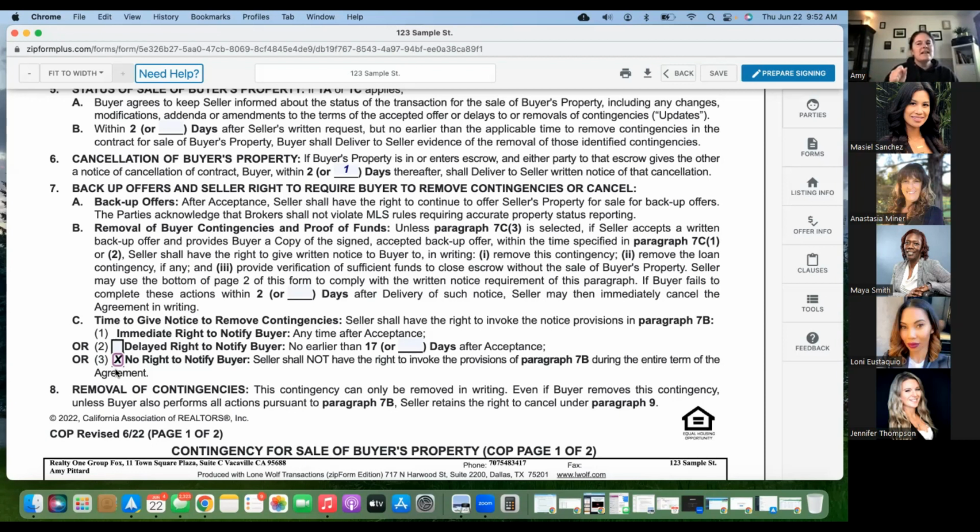My buyers can't purchase this property without selling their property, and I want to protect them, and I don't want the seller just to be able to take a backup offer at any time and run away from us. Okay, so that's usually what I check for my buyers. Again, as a listing agent, I rarely ever will accept an offer with that box checked. I'll counter it. What are your questions or any questions about 7?